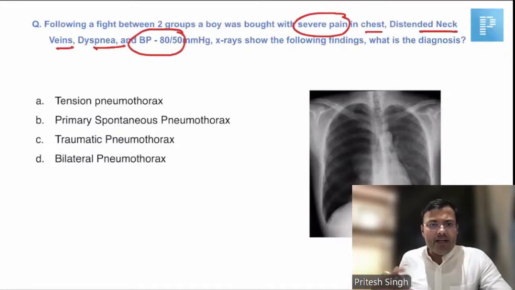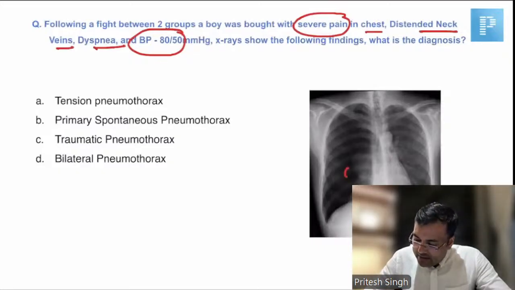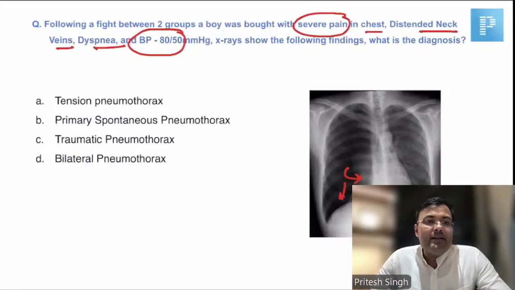There is severe pain in the chest, distended neck veins. Why are there distended neck veins? Because there is compression of the superior vena cava. BP is 80/50. Why? There is compression of the inferior vena cava. The patient is having dyspnea, tachypnea. And you can see here, this right lung is collapsed. Diaphragm is depressed. So guys, this is tension pneumothorax.